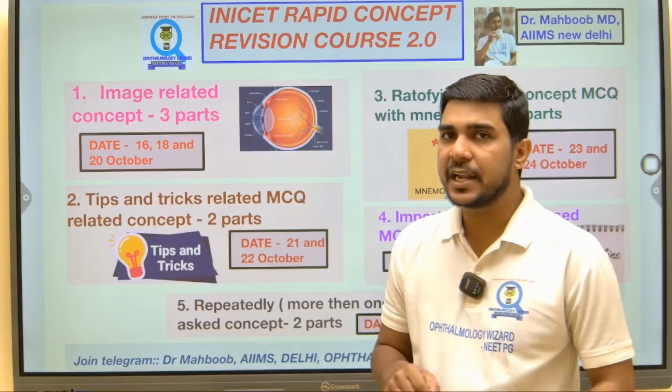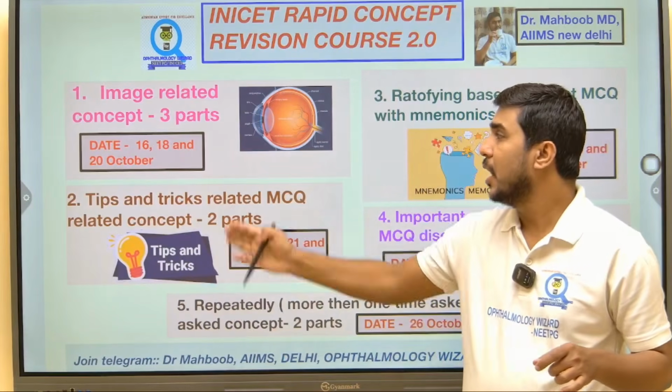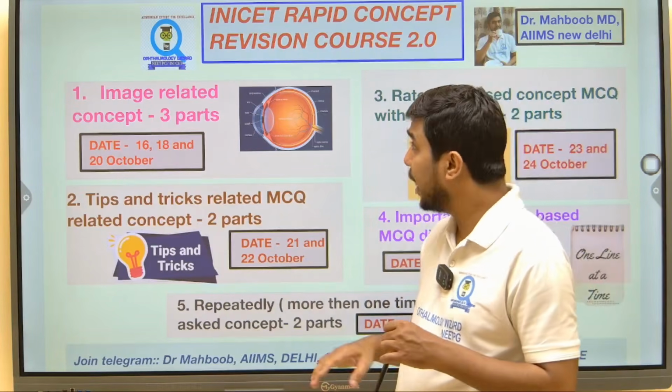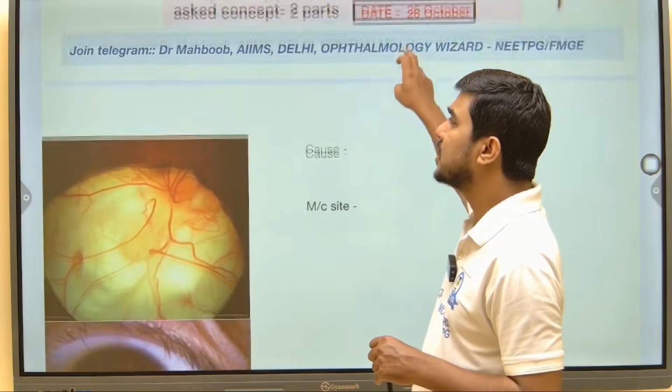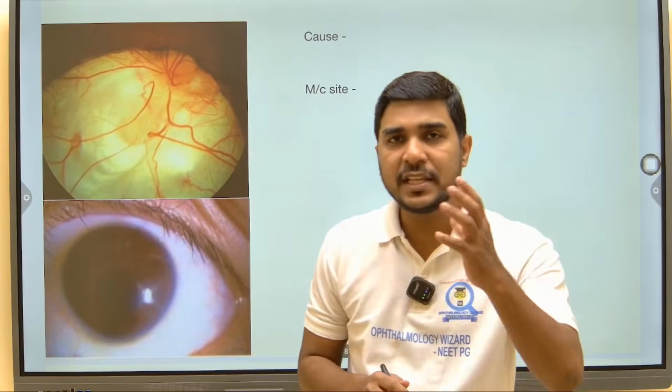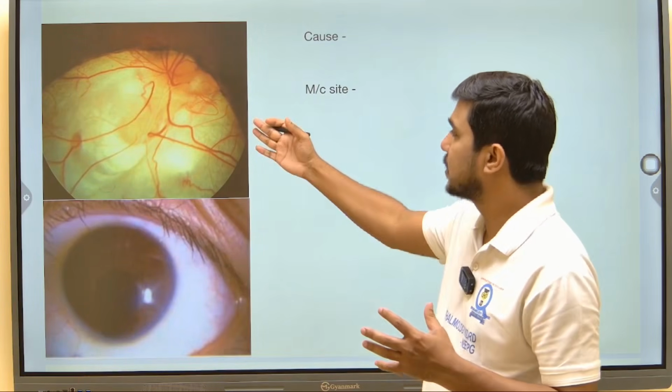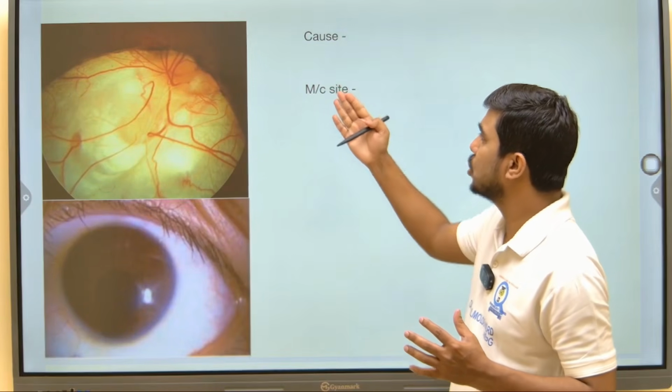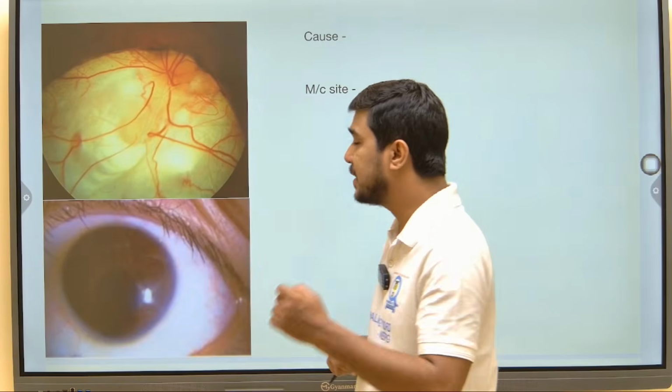Now we will be starting with our image related MCQ part 1. Okay, coming to this, can you see this image? Yes, this image and this image. What is this? You have to answer the most common cause. Let's see.